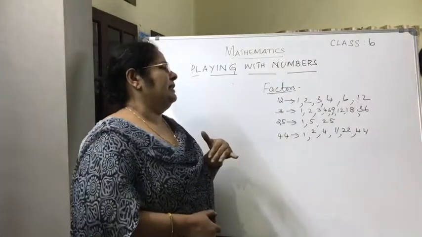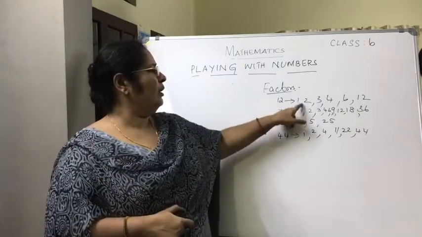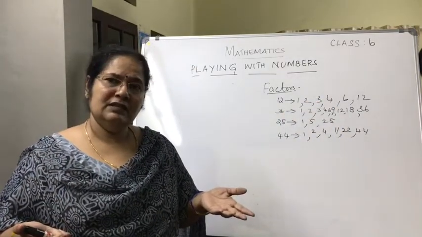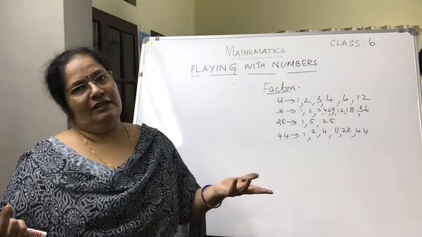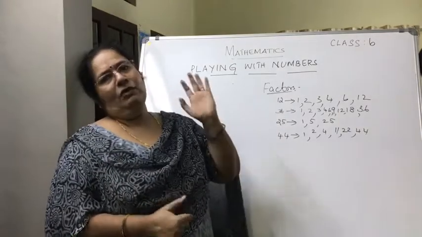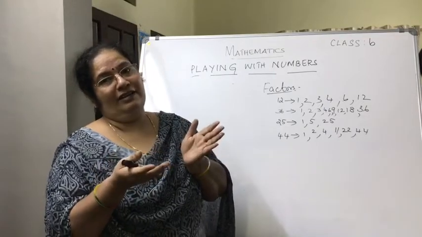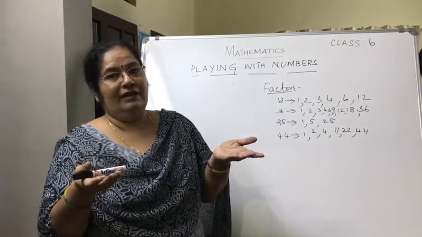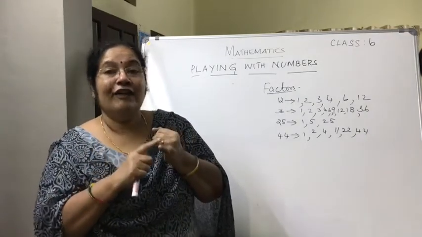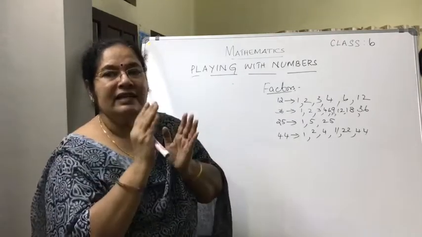Now, the fourth property is, see, factors for 12 you have found out. How many factors have you found? 1, 2, 3, 4, 5, 6 factors. Can you find more factors? It is not possible. There are only 6 factors for 12. Only in these 6 numbers, when you multiply each other, you will be getting 12. No other way you can get 12. So, factors of a given number are finite. Finite means 12 has only 6 factors.